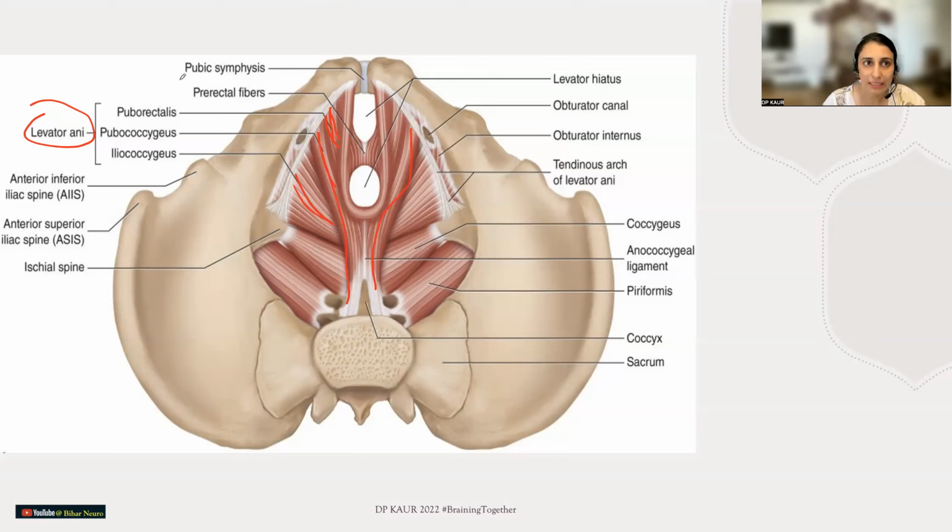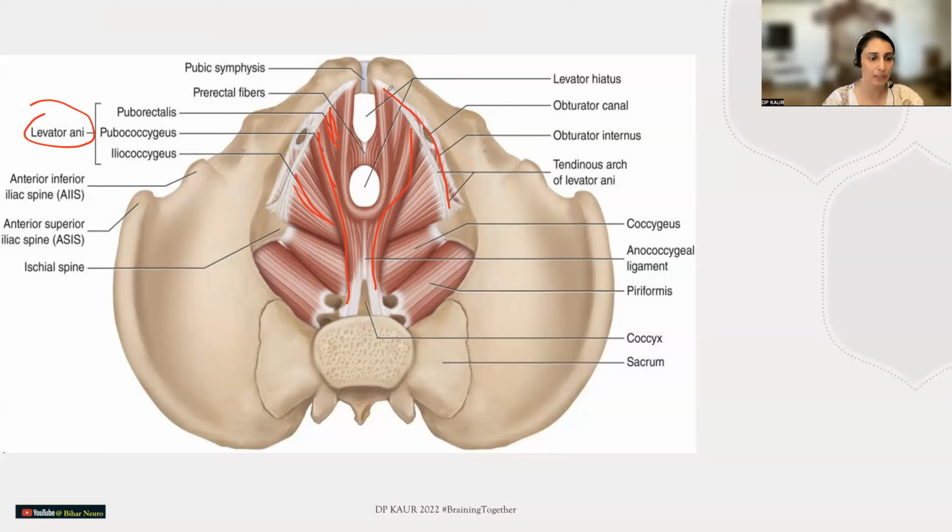ठीक है. In addition, to strengthen them we have prerectal fibers, we have the levator hiatus, we have the obturator internus, we have the tendinous arch of levator ani. See this curved structure. So basically there are lots of structures, lots of fibers, lots of tendons, lots of bones here and there. They all work together to form a strong structure and to support the vital internal organs.